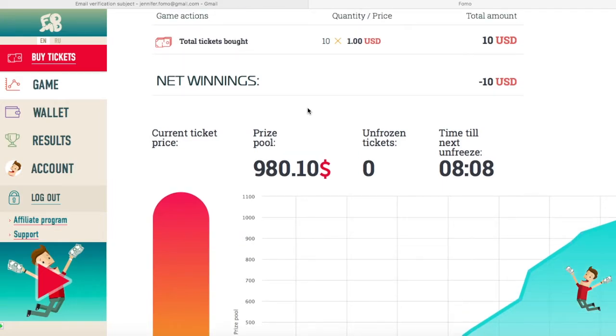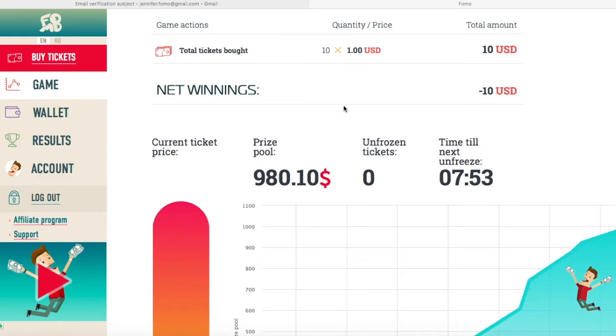And probably the next day, or in 24 or more hours, I'm going to see how it is going. Probably I'm going to sell my tickets depending on the price pool, and it's going to depend on the frozen tickets that are going to be available. So I'm going to inform you about that and see you in a couple of hours.